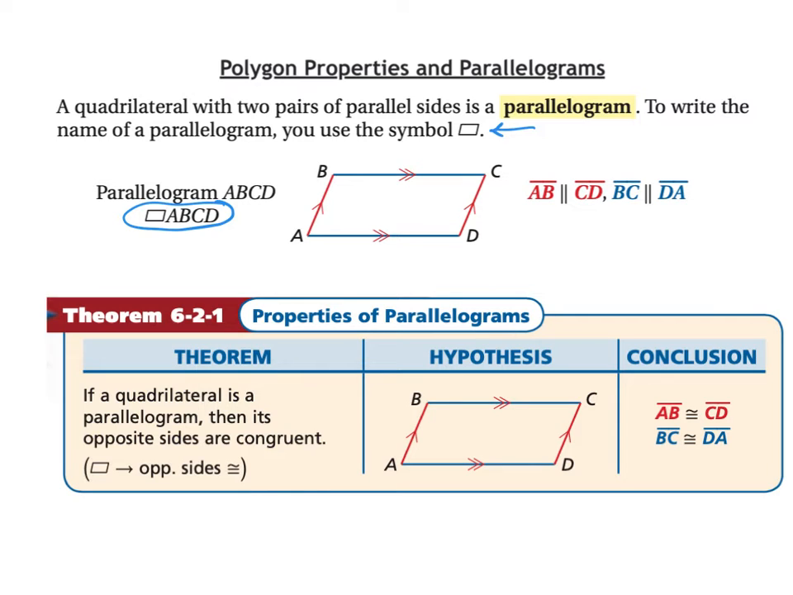First property of parallelograms. If a quadrilateral is a parallelogram, then its opposite sides are congruent. In this case, we know that BC would be congruent to AD. It's also parallel. It's an opposite side in a parallelogram. And AB is congruent to CD, which again are also parallel. Opposite sides are congruent in a parallelogram. Opposite sides are parallel in a parallelogram.